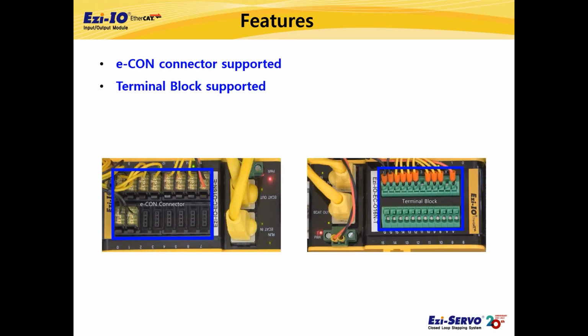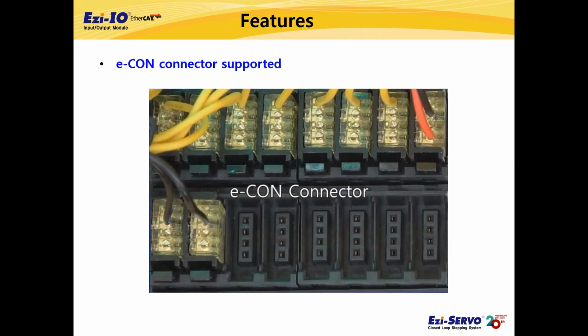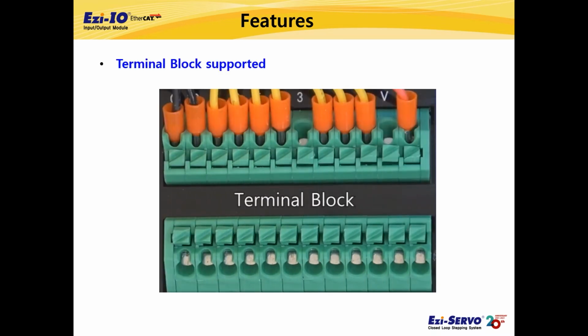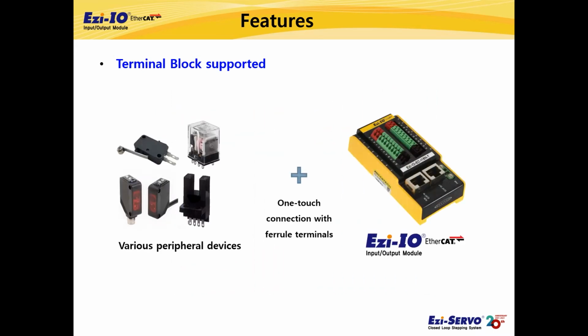Now let's check the features of Ezi-IO EtherCAT products. First of all, Ezi-IO EtherCAT supports Econ connector and terminal block. In the case of the Econ connector type, the Econ connector allows convenient attachment and detachment of peripheral devices such as various sensors. Terminal block type uses ferrule terminals for easy one-touch wiring. Therefore, you can easily connect and control peripheral devices such as various sensors.